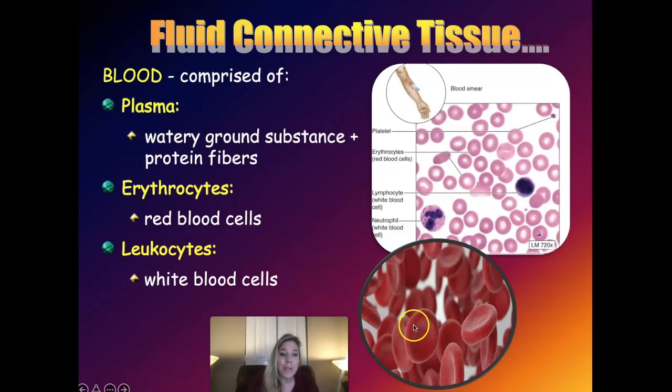Another name for red blood cells are erythrocytes. Erythro means red, and cytes means cells. So we have erythrocytes. And then you also are going to have different types of leukocytes, which are your white blood cells. Leuko means white.